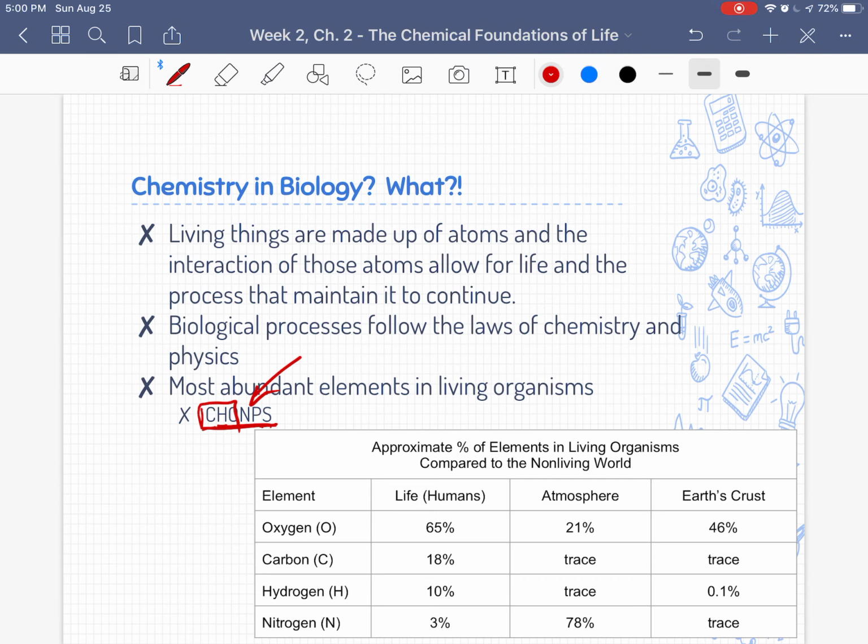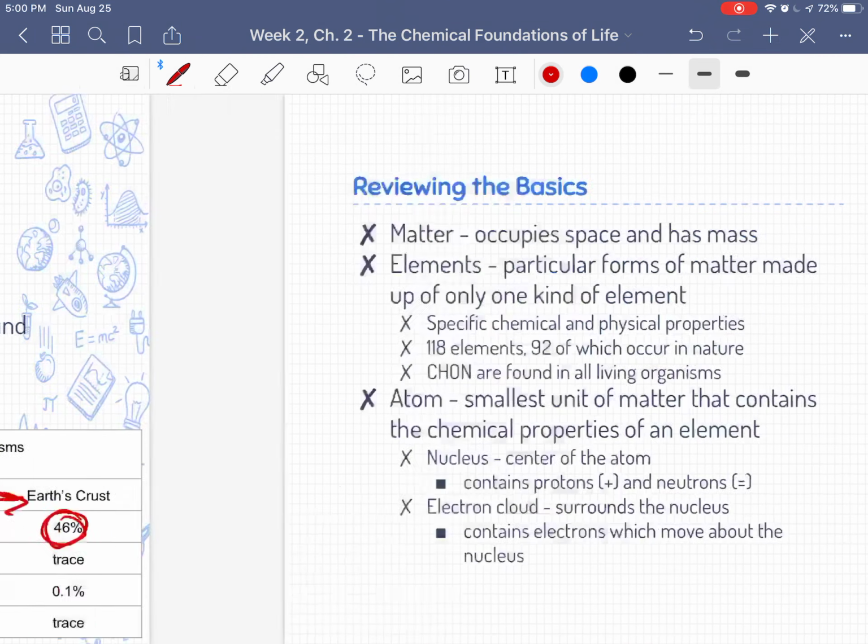And you can see that the distribution of elements within life is different from the distribution of elements within the atmosphere or the Earth's crust. So humans are mainly made up of oxygen. And if you look at the atmosphere, it is mainly made up of nitrogen. And then the Earth's crust is mainly made up of oxygen.